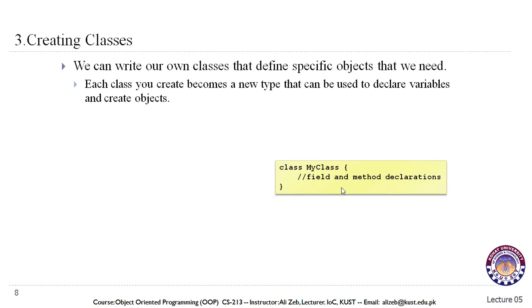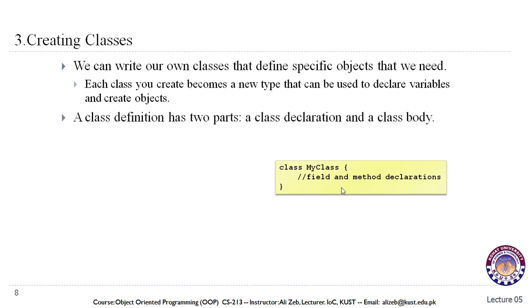So we can use classes to declare variables of our own liking. These can be called user defined data types as well, but we'll be using classes to define the objects that we need. A class definition has two parts: a class declaration, that is the first line, followed by the body of the class that is enclosed in curly brackets.